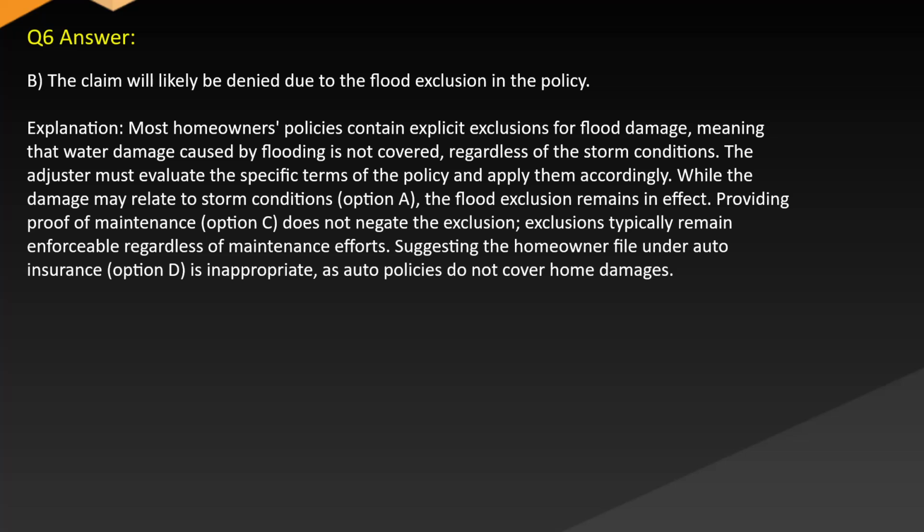Providing proof of maintenance, option C, does not negate the exclusion. Exclusions typically remain enforceable regardless of maintenance efforts. Suggesting the homeowner file under auto insurance, option D, is inappropriate as auto policies do not cover home damages.